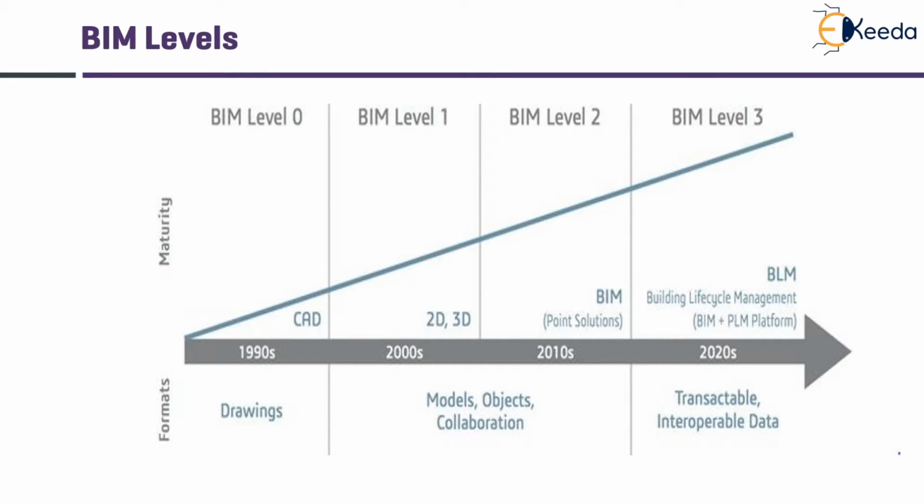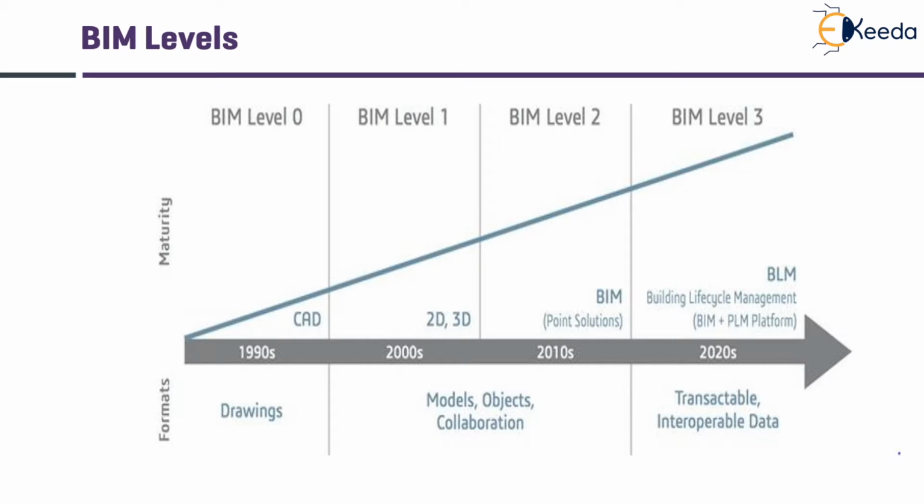Next are the BIM levels. The BIM maturity can be calculated by at what BIM level the particular project is in. BIM level 0 is CAD, which was used in 1990s as plain 2D drawings. BIM level 1 that began in 2000s is 2D and 3D modeling.